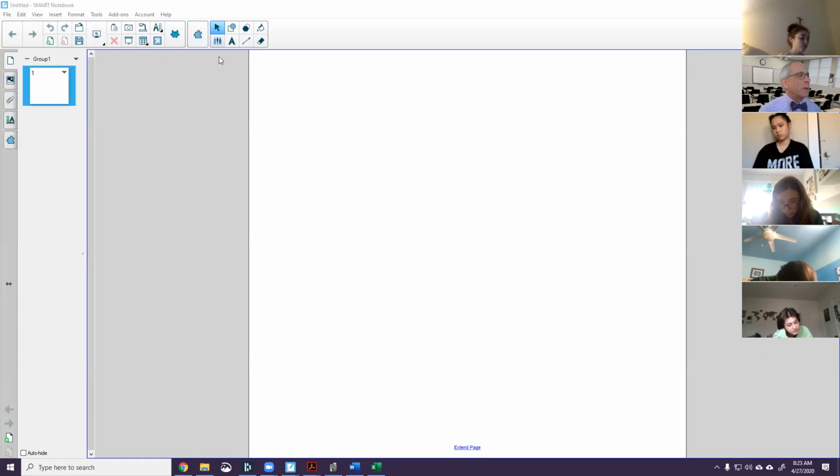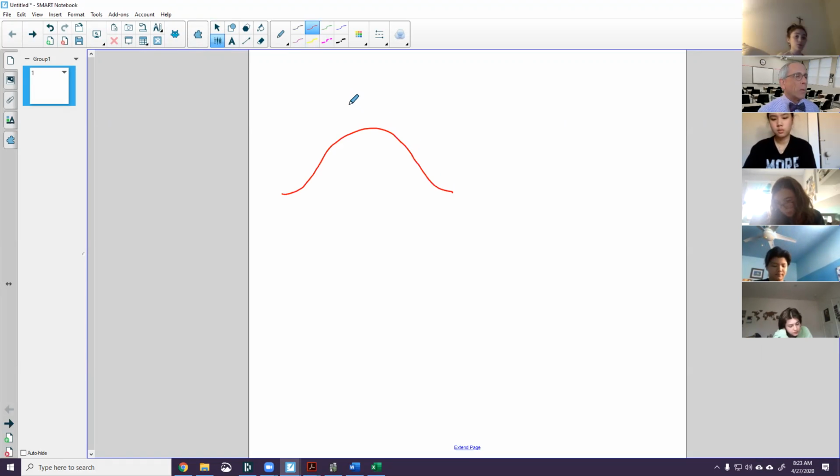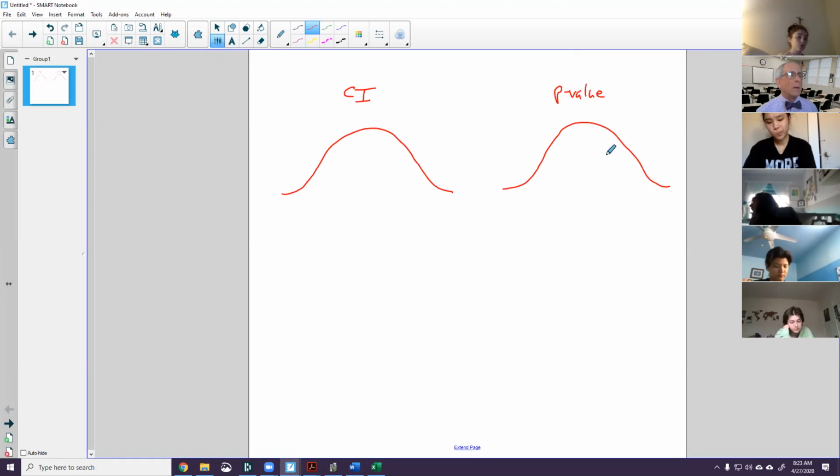There are two kinds of pictures, both using my little curve. One is from when I want to find a confidence interval, and the other is when I want to find a p-value. So this is a confidence interval. This is also known as a test of significance.